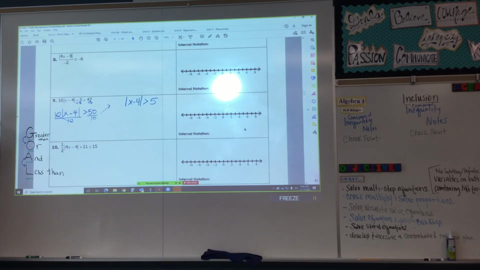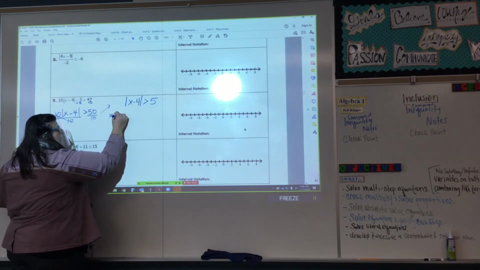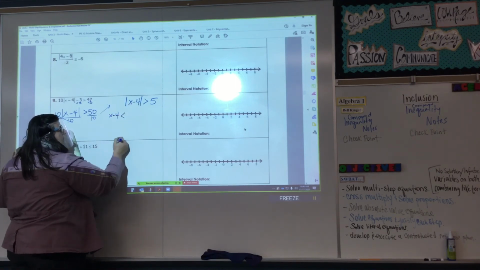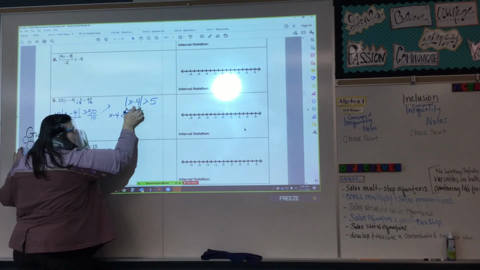Greater than, we're scoring a goal. Greater than is an or. So we take what's inside the absolute value, reverse our sign, and we make it negative. And then we just bring it out without the absolute value.